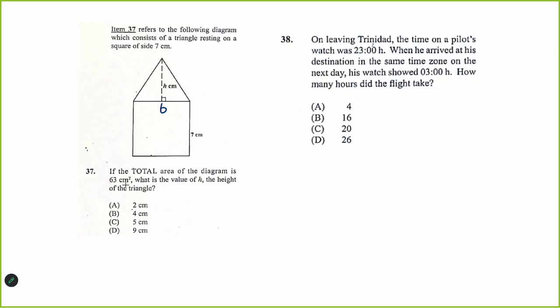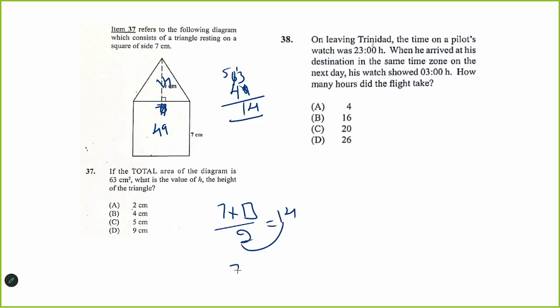the total area is 63. 7 sevens are 49. Triangle would be 63 minus 49. That's 14. Right? This is 14. 7 times what over 2 will give you 14? Because if you carry this across, you'll get 7 times what is equal to 28. That is 4. So the answer here is 4.